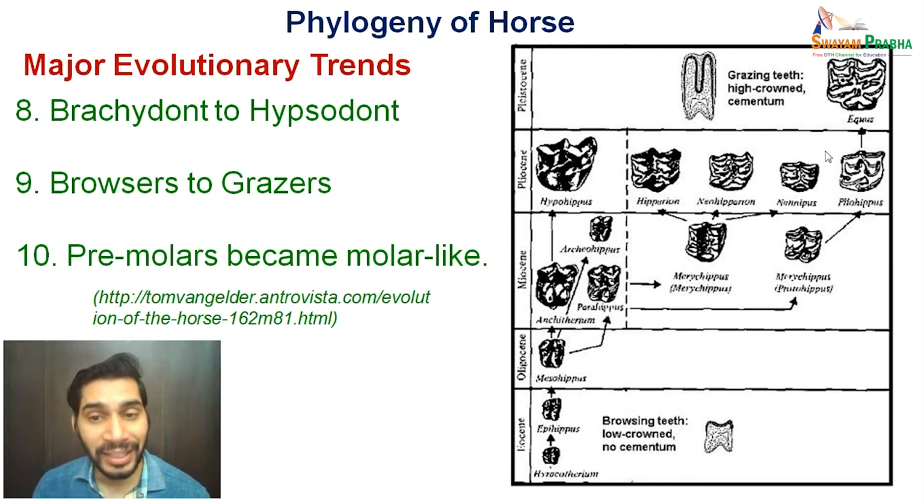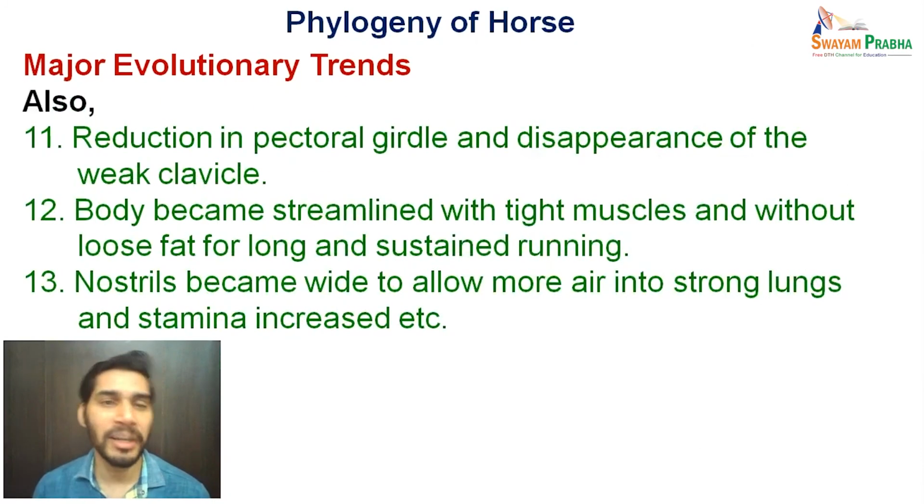So the teeth, or dentition, have also undergone evolution from this brachydont mode to the currently available hypsodont dentition, and it is associated with the feeding habits also. These were well adapted for browsing, and this is best adapted for the grazing type of teeth. Besides this, the premolars have become molar-like. So the molar-like nature has evolved from the premolar kind of condition throughout the journey of evolution of horse.